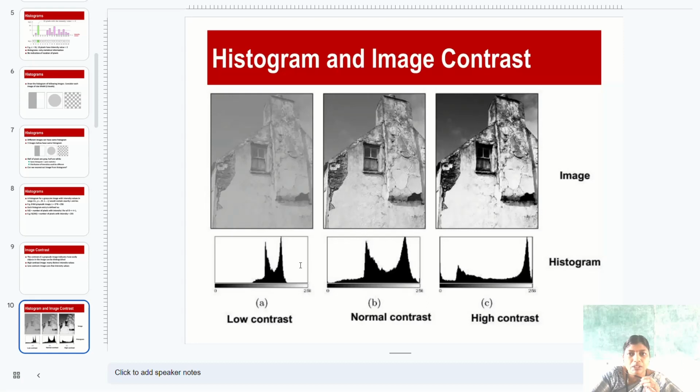Histogram and image contrast together give us low contrast, normal contrast, and high contrast. Low contrast means the image intensity values will be very few. Normal means it will start from 0 to 255, so all the intensity values will be taken into account. For high contrast, it also starts from 0 to 255, so the whole range will be covered, and that will have a high intensity value.